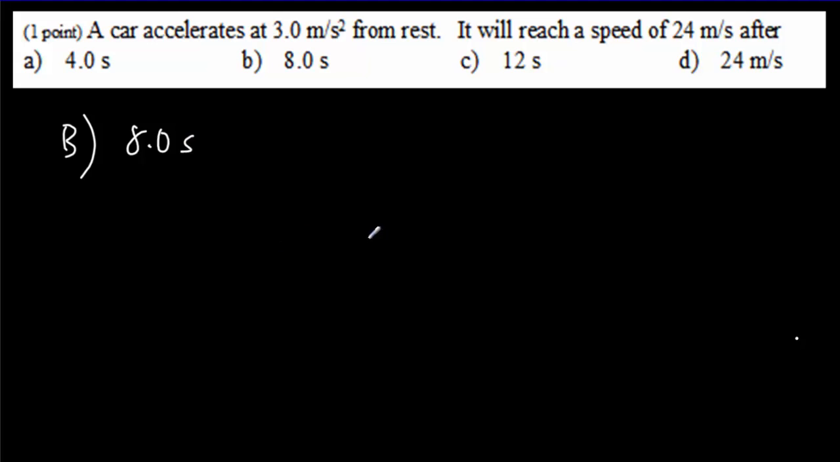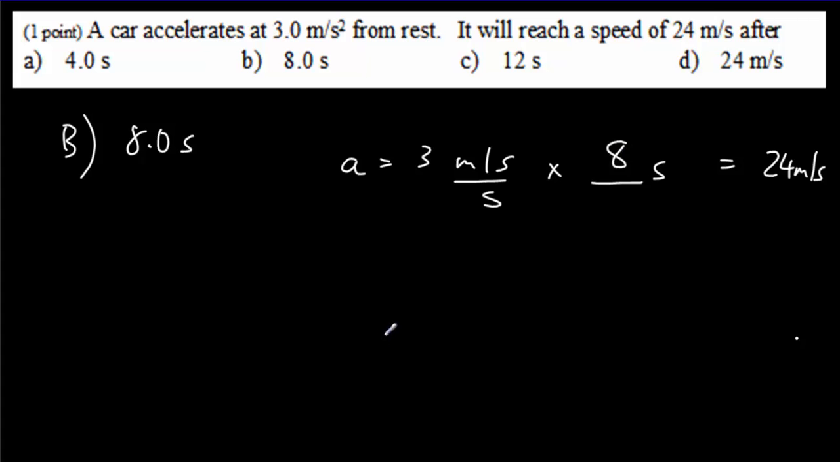And the reason for that, without using any equations, is that the acceleration is 3 meters per second every second. That means it's gaining 3 meters per second of speed every second. And how many seconds would you have to do that for in order to get a speed gain of 24 meters per second? And of course it would be 8 seconds.